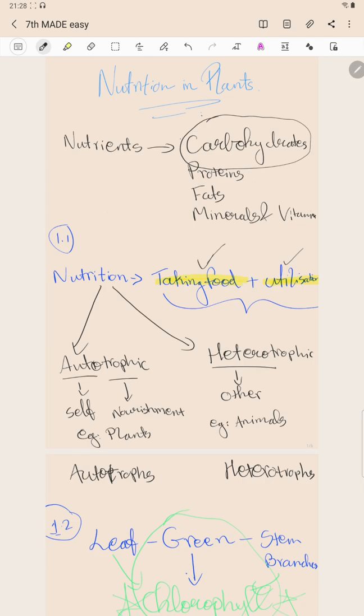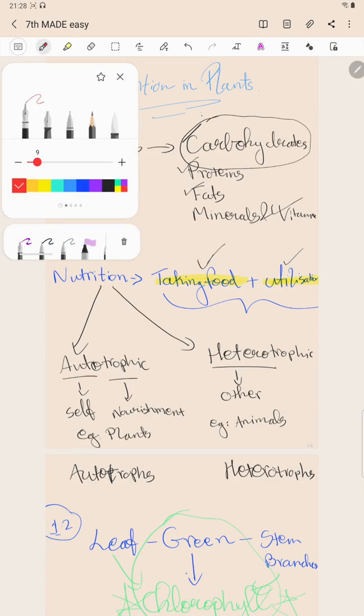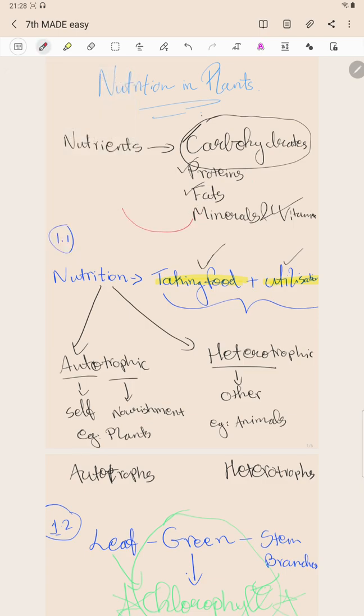Since carbohydrates are prepared by plants, proteins are prepared by plants, fats are prepared by plants, and vitamins are prepared by plants, which means that mineral nutrition is the only nutrition for plants. That means minerals and water are the only nutrients that they obtain from the surroundings. So plants have mineral nutrition. Plants prepare their own carbohydrates, proteins, fats, and vitamins.